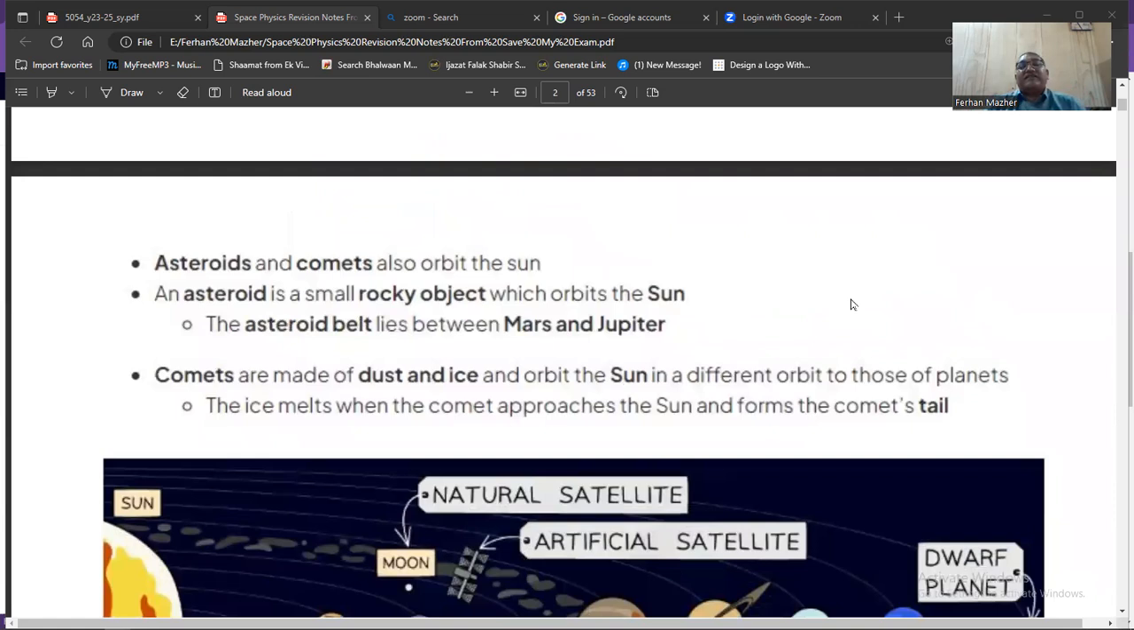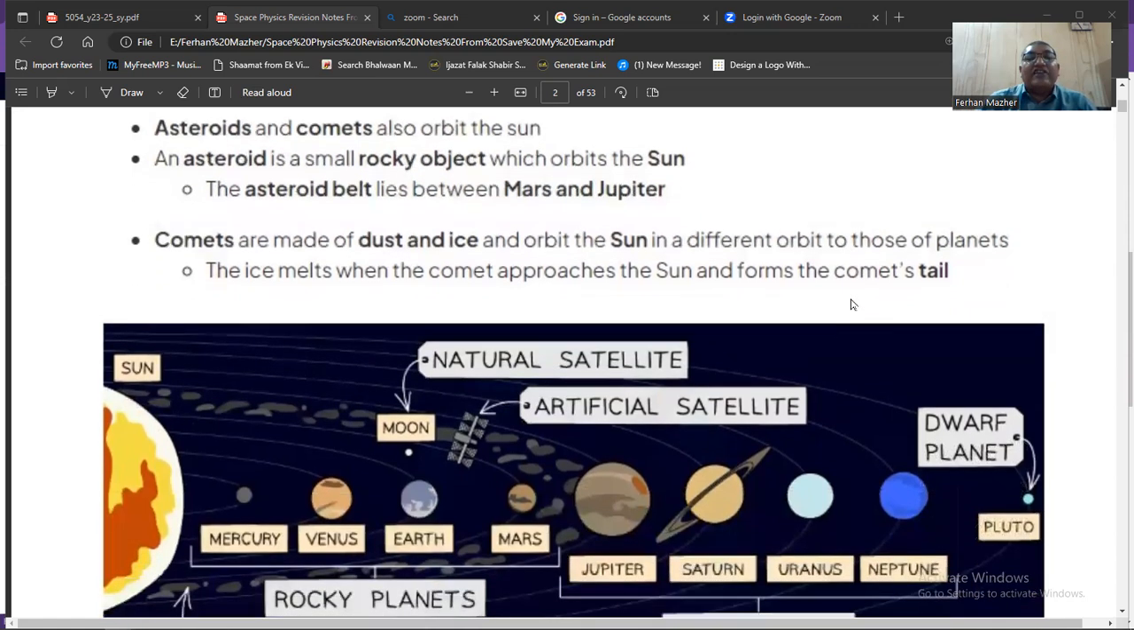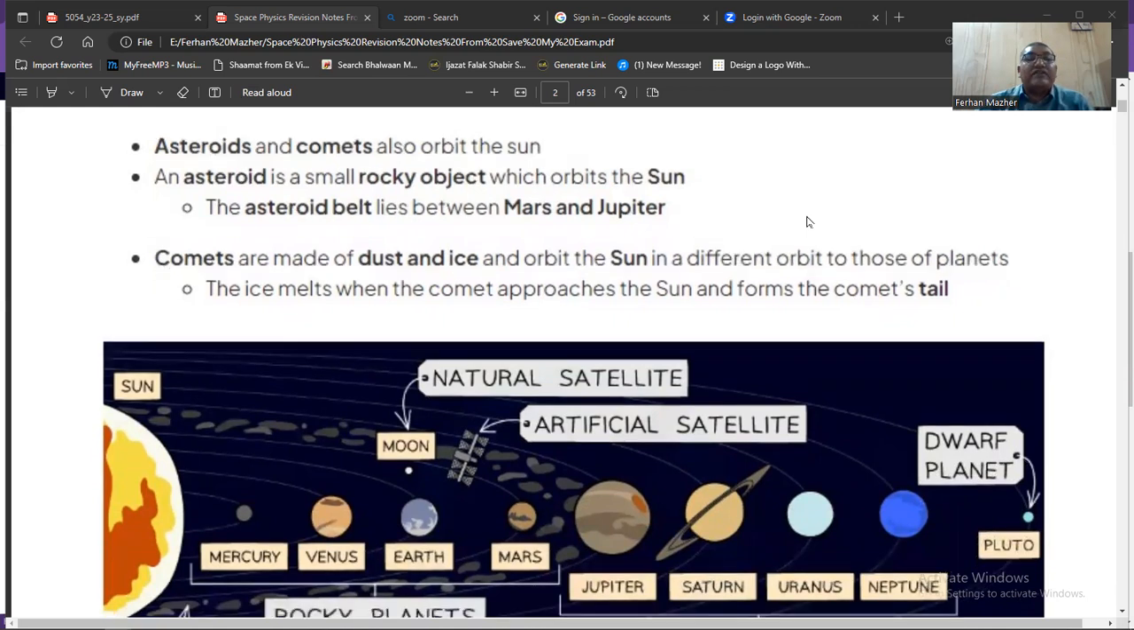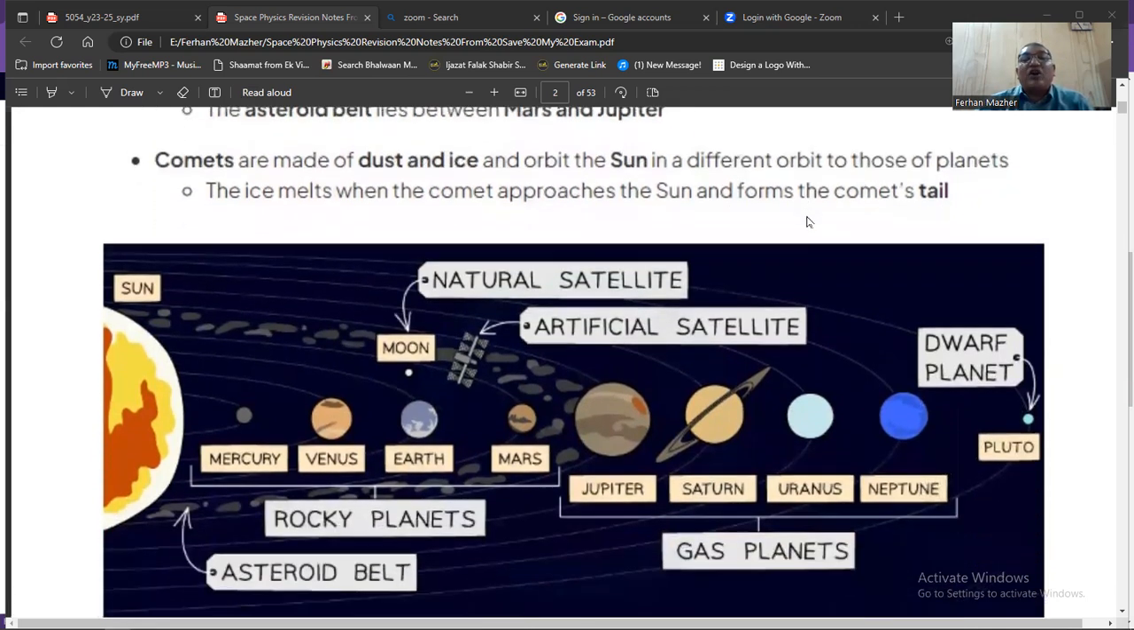Asteroids and comets also orbit the sun. An asteroid is a small rocky object which orbits the sun. The asteroid belt lies between Mars and Jupiter. Comets are made of dust and ice and orbit the sun in a different orbit to those of planets. The ice melts when the comet approaches the sun and forms the comet's tail.